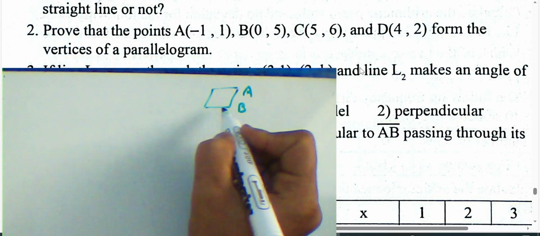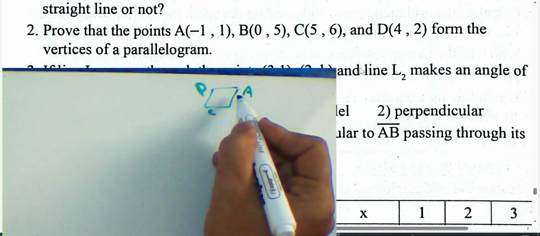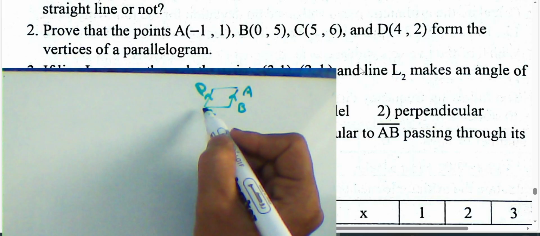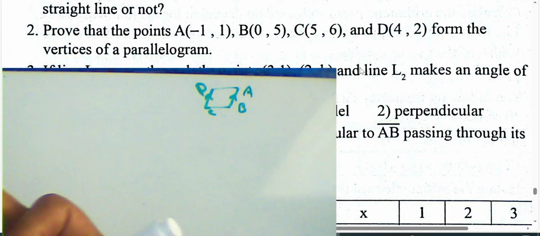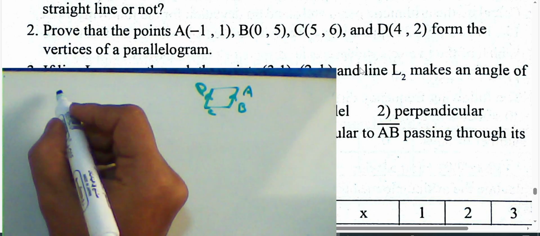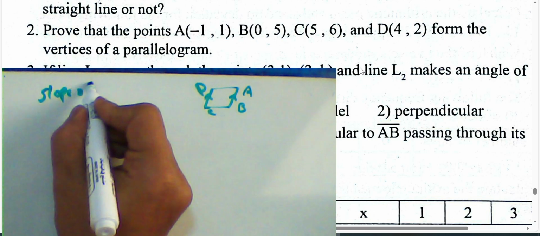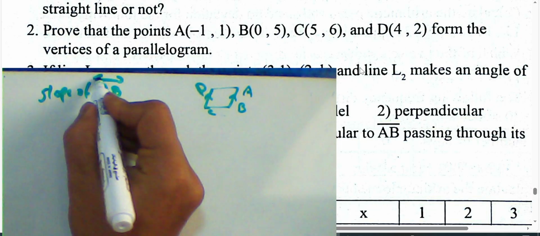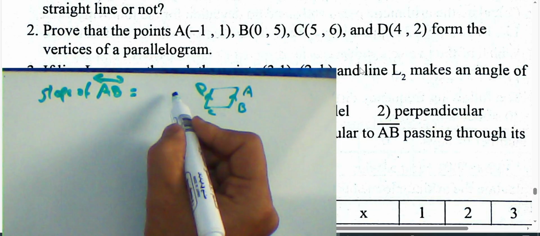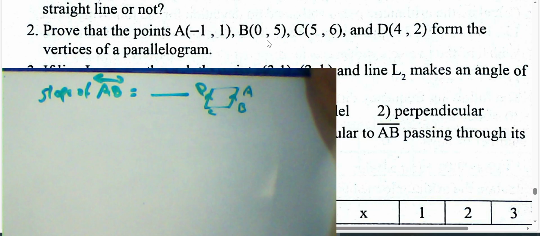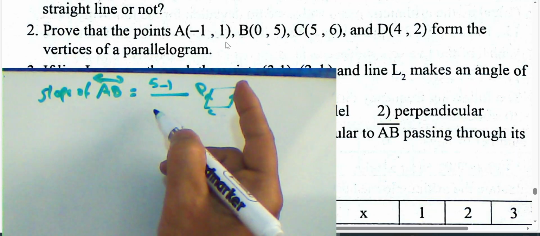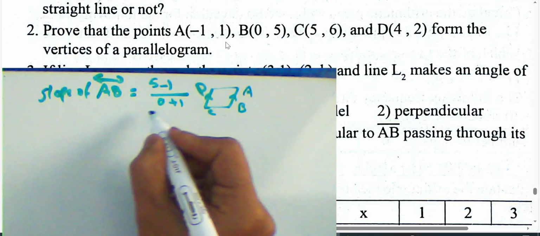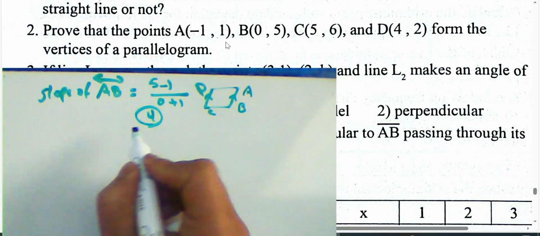A, B, C, D. First, I will prove that AB is parallel to DC, and also that the length of AB equals the length of DC. Okay, I will prove that. First step, we can find the slope of AB. Slope of AB equals y2 minus y1, 5 minus 1, over 0 minus minus 1. Then the result will be 4 over 1.